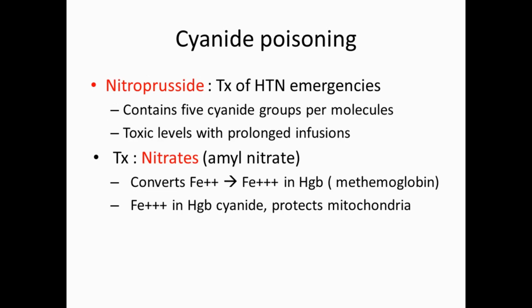So the drug nitroprusside, which is a treatment for hypertensive emergency, can also cause cyanide poisoning because it contains 5 cyanide groups per molecule, and toxicity occurs when there is a prolonged infusion of nitroprusside. Treatment for that is nitrate, also called amyl nitrate, which will convert Fe2+ into Fe3+ in hemoglobin. Fe3+ in hemoglobin binds cyanide and will protect the mitochondria.